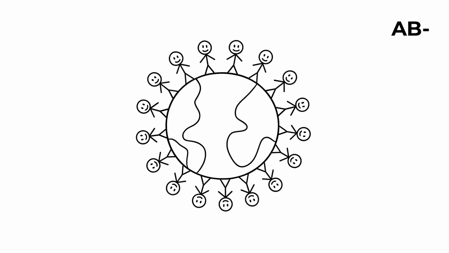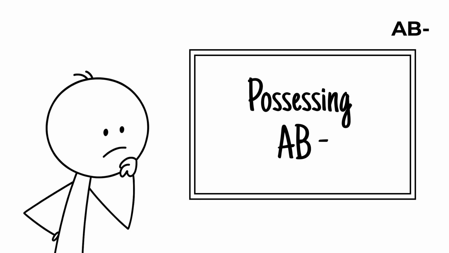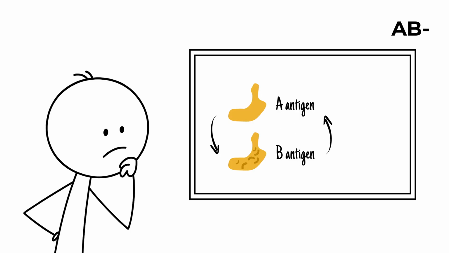People with AB negative blood make up only a tiny fraction of humanity, yet their plasma is of immense importance to modern medicine. In a sense, possessing AB negative is like carrying the rarest blend of all major antigen traits, a biological signature that sits at the far edge of human diversity.